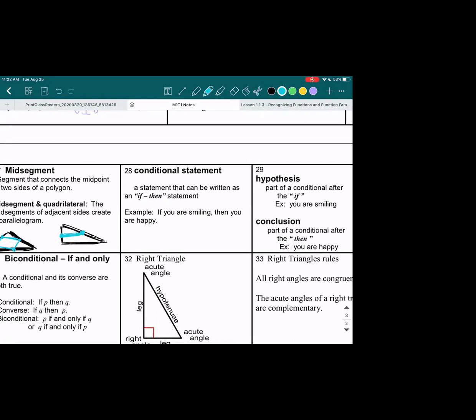A conditional statement is a statement that can be written as an if-then statement. So for example, if you are smiling, then you are happy. If I am thirsty, then I drink water. Something like that. So if something, then something else. That is a conditional statement.